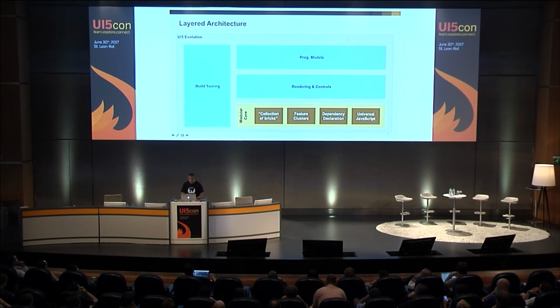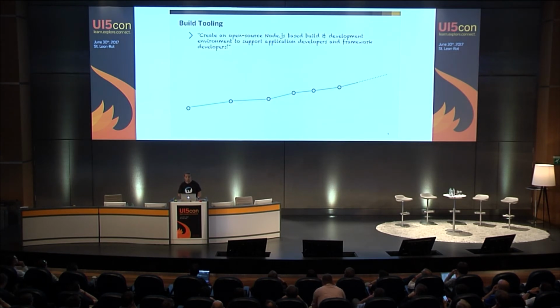So I explained a bit of the pieces of what we are doing here. Another important section that we look into is the build tooling. As said, the build tooling becomes really one of the major things in the developer's life, internally and externally. What we want to do with our new build tooling is to provide an open source Node.js-based build and development environment to support you as application developers or framework developers, and also us internally as framework developers. In that area, we have a topic called agnostic build modules.